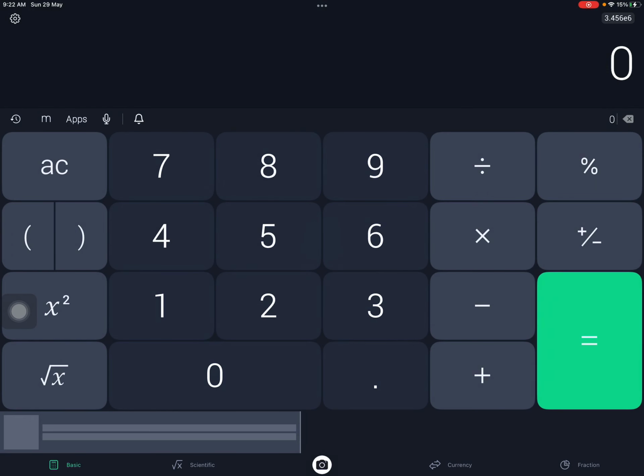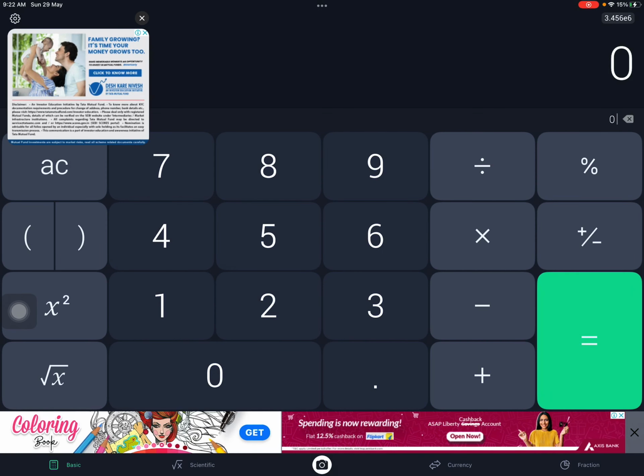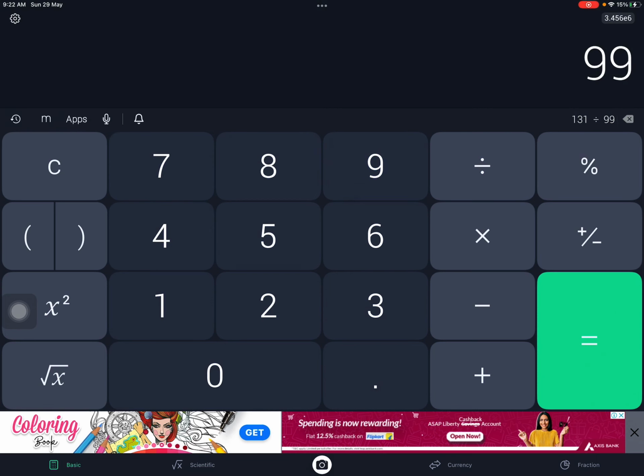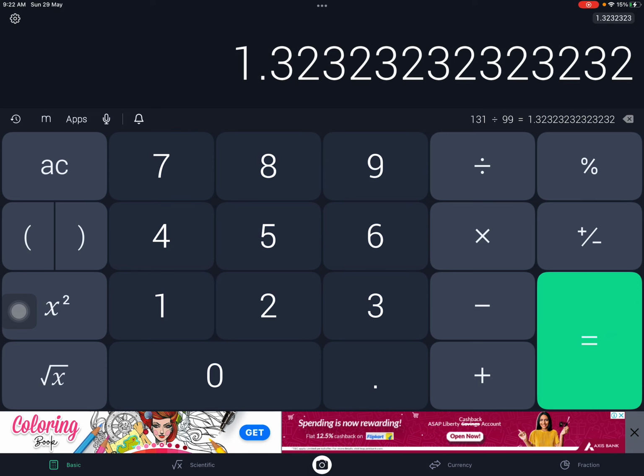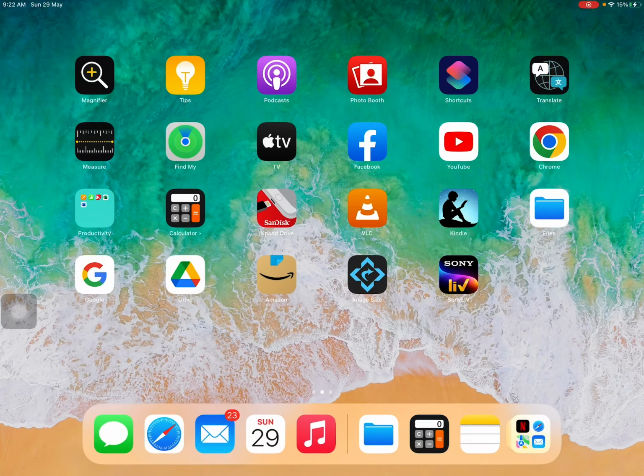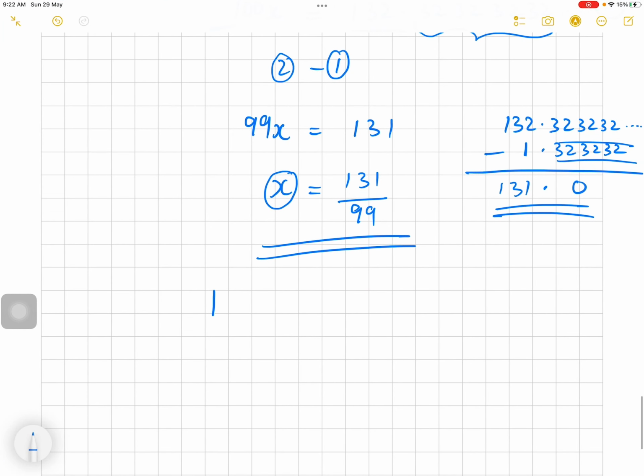Okay, so I got 1.32 recurring is equal to 131 by 99. Let's check it. 131 divided by 99. So it is 1.3232323232. Correct? So that means 1.32 recurring is equal to 131 divided by 99.